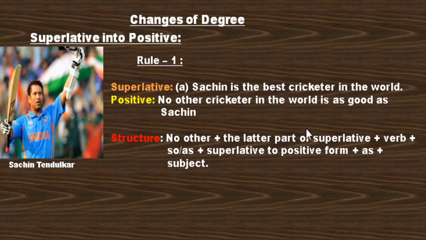As good, then you have to use as. According to the structure, then the subject Sachin. So Sachin is the best cricketer in the world. No other cricketer in the world is as good as Sachin. I hope you have understood.